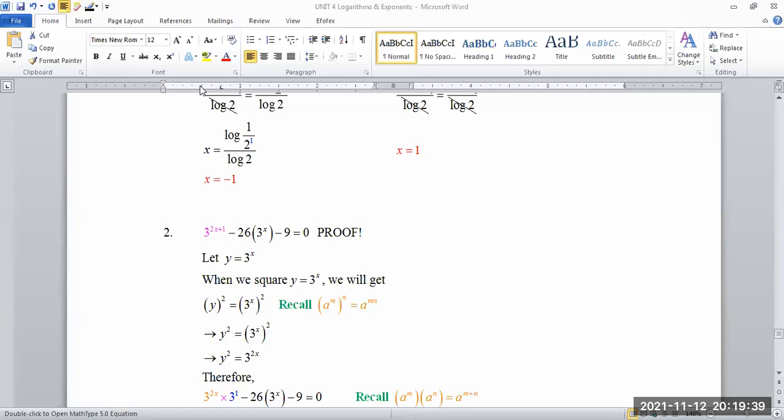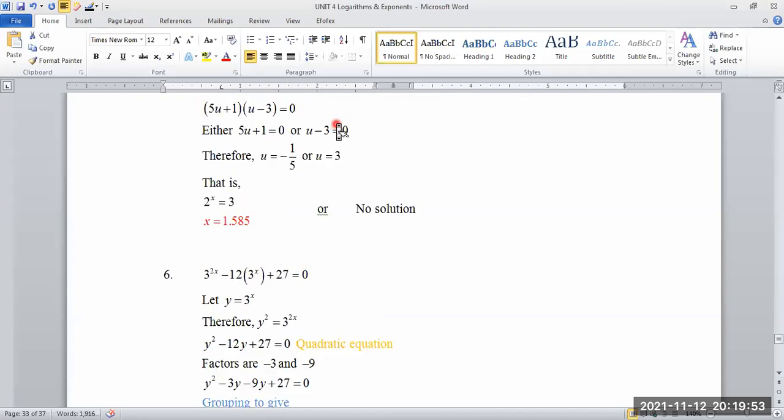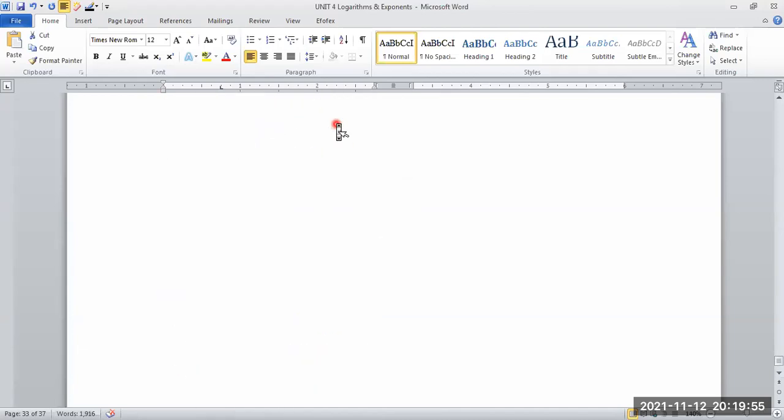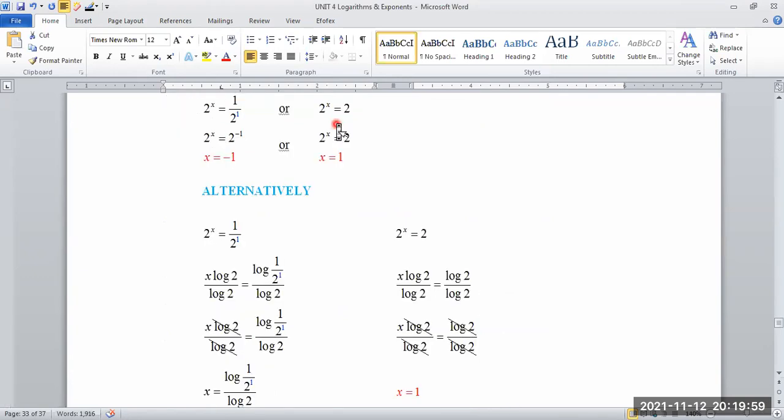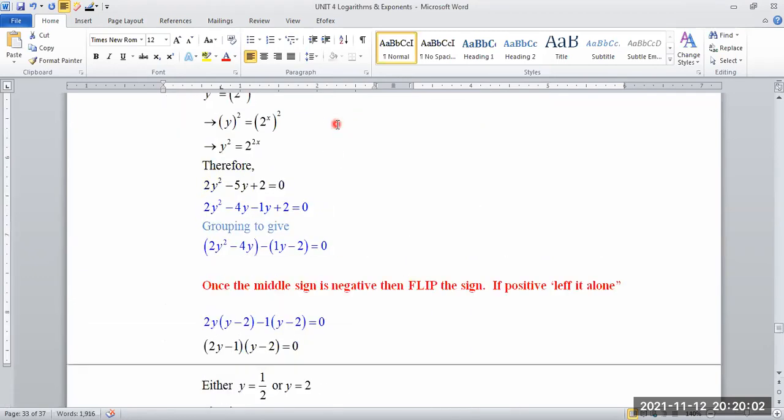Sir, can you remind me about the thing you said about when you factor out a negative sign, it always flips it? Once the middle sign is negative, like up here, then flip the sign. So this is a positive sign, that is going to be negative.